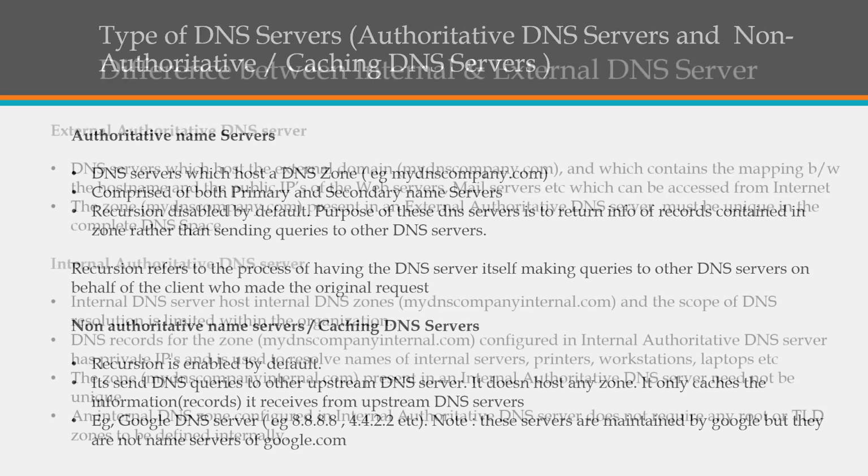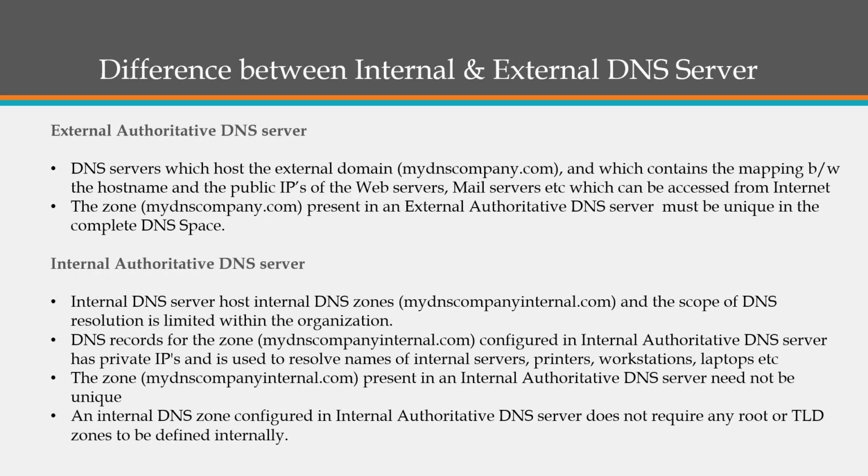Okay, so let's move forward. The next topic is the difference between an internal and an external DNS server. Let's see what an external authoritative DNS server is. It is a DNS server which hosts an external domain. Let's take the same example, mydnscompany.com, which contains the mapping between the hostname and the public IP address of servers, like a web server, mail server, etc., which need to be accessed from the internet.